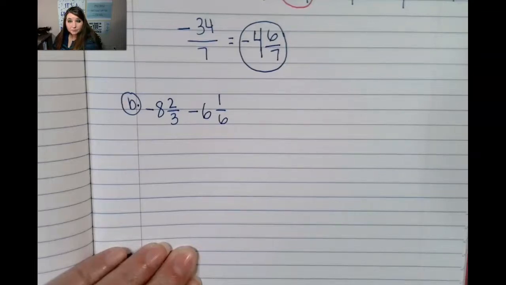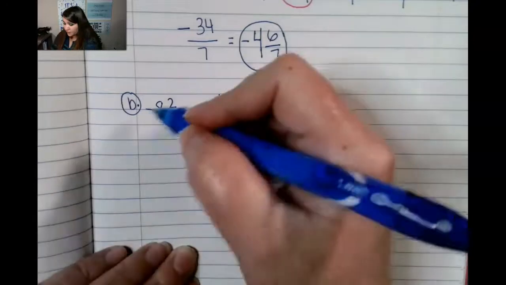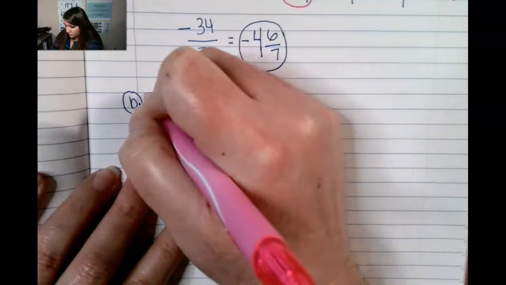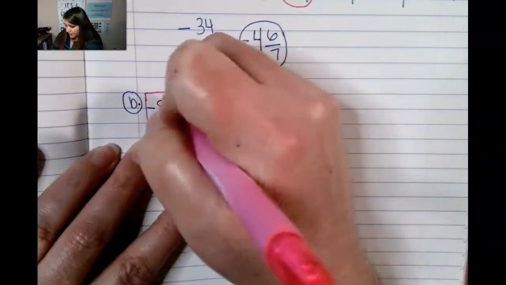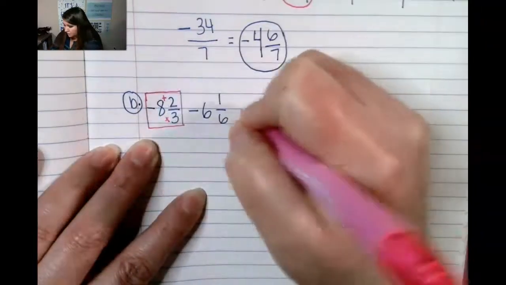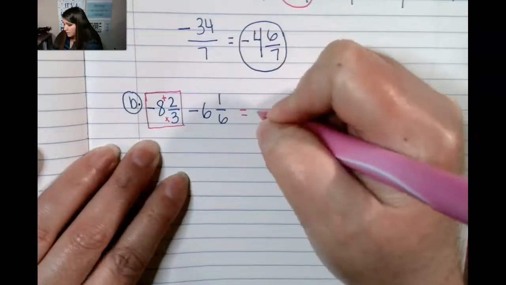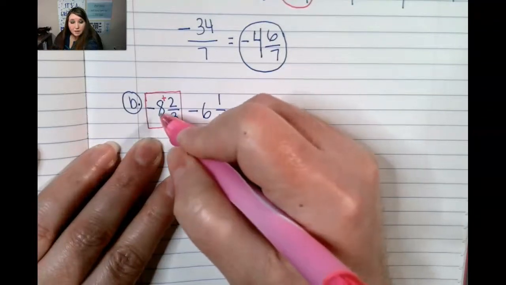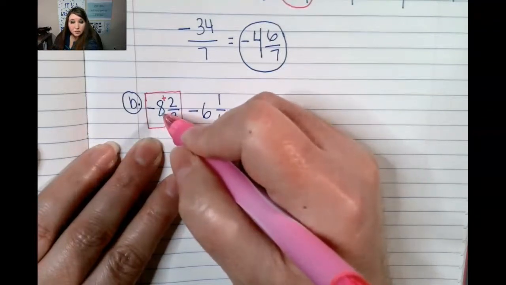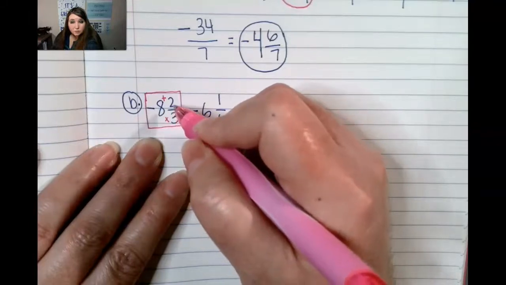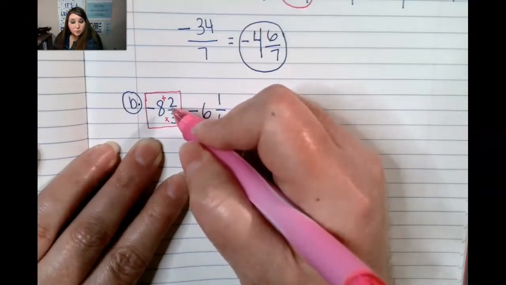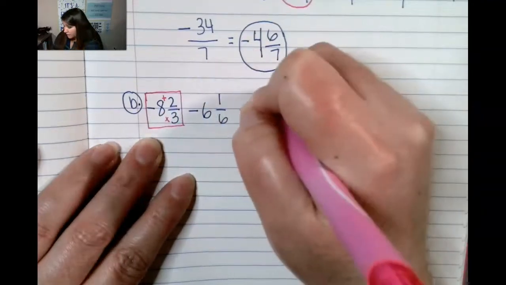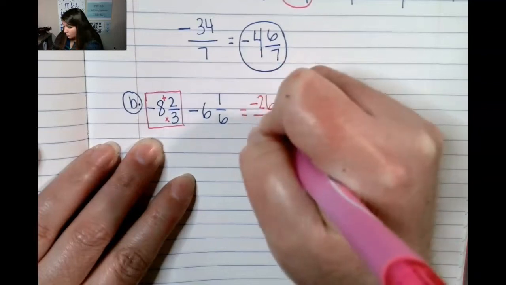Okay, so when we are looking at this problem, we are again going to make mixed numbers into improper fractions. So let's start with this first one. So I'm going to multiply here and add here around in a circle. So this is the same as saying I have 3 times 8, which is 24, plus 2 more is 26. And it is a negative sign. So I have -26 over 3.